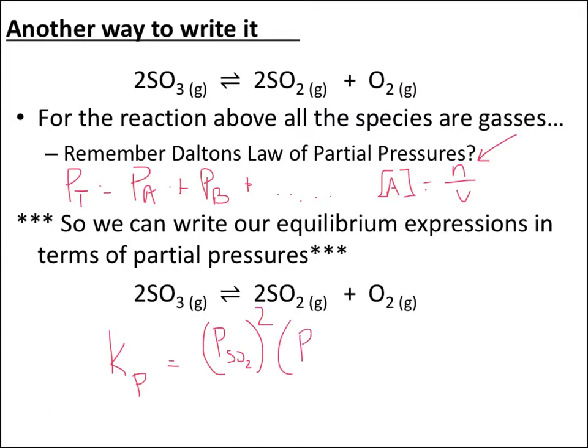And then I would have the partial pressure of O2. And then I would have that divided by the partial pressure of SO3. And again, I'm going to put this in parentheses because that is going to be squared. So notice it's very, very similar to our equilibrium expression based on concentration, only now we're going to dictate it's a Kp, and we're going to be using pressures rather than concentration.